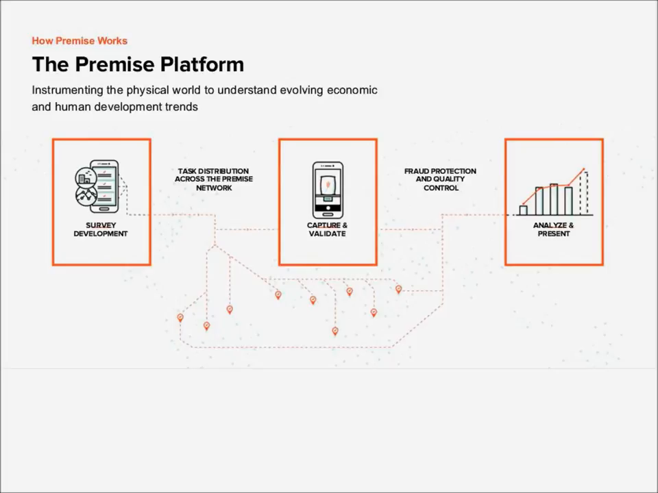Premise is situated as part of this conversation. We're building technology to orchestrate a network of local citizens collecting structured, verifiable information about the world using inexpensive and ubiquitous Android smartphones. And we're doing this now in 34 different countries. The data that we collect helps us better understand the world and track economic and human development trends in real time. These include things like pricing and market statistics, inflation, resource security measurements, or electrification patterns in the developing world.